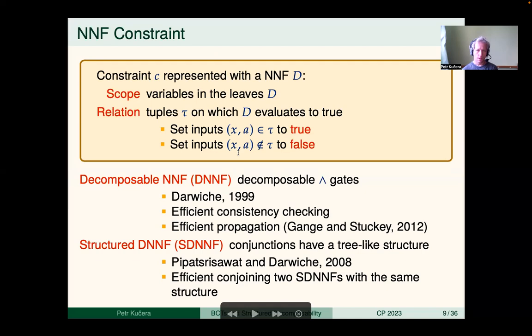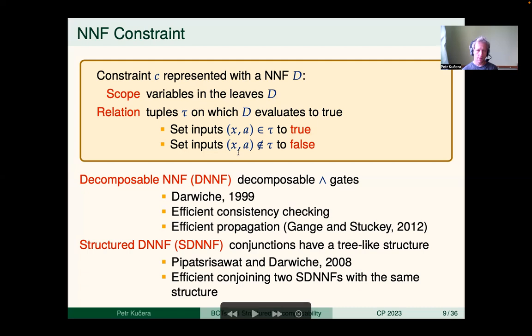The two most important subclasses of negation normal forms for our result are the decomposable negation normal forms, in which we require that every conjunction gate is decomposable. These were introduced by Adnan Darwiche in 1999. They allow efficient consistency checking and efficient propagation. There's a propagator described by Gange and Stuckey from 2012.